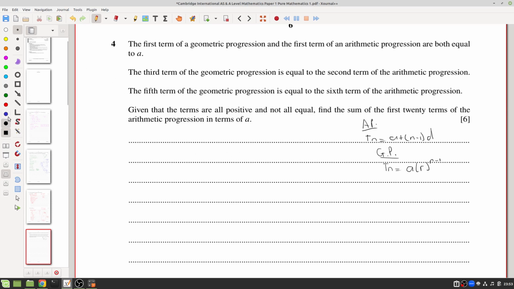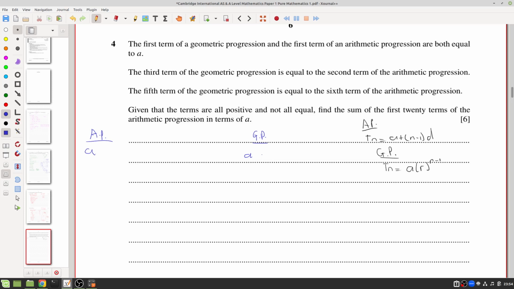So let's do this. We know the first term of both is a. So let me just do this. I'm going to say here's an AP, and I'm going to do a GP here. The first term is a and the first term is a. Then the third term of the GP, so we have to go at least to the third term.